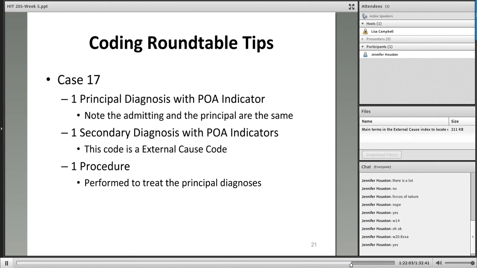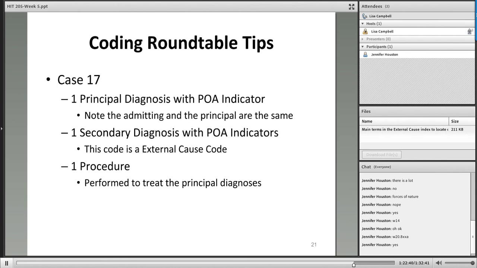Okay, so the principal diagnosis is the traumatic fracture, because we know it wasn't caused by a disease process. The secondary diagnosis is that W20.8XXA code. Then this patient also had a procedure. And it says diagnostic arthroscopy of the left knee, application of a cylinder cast.